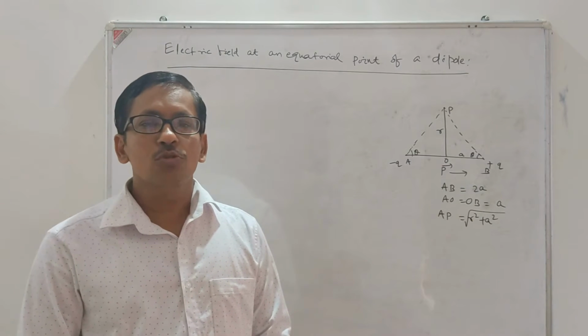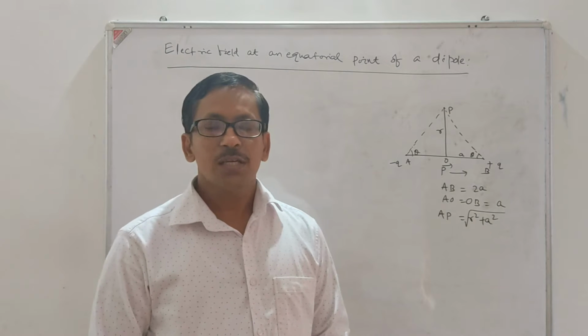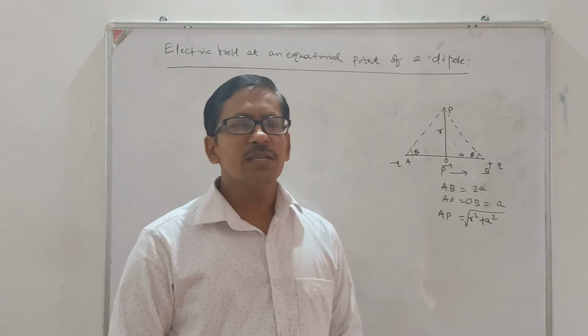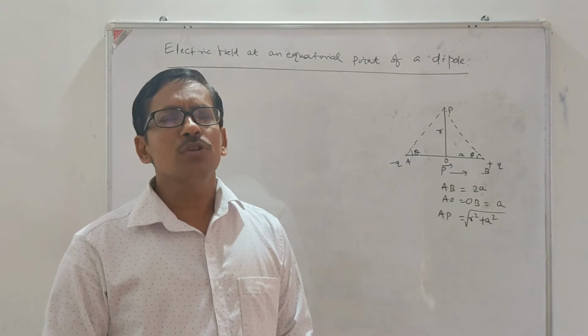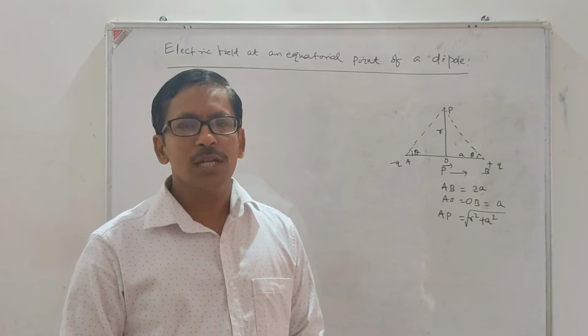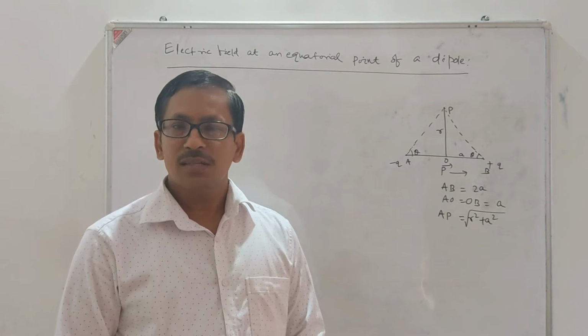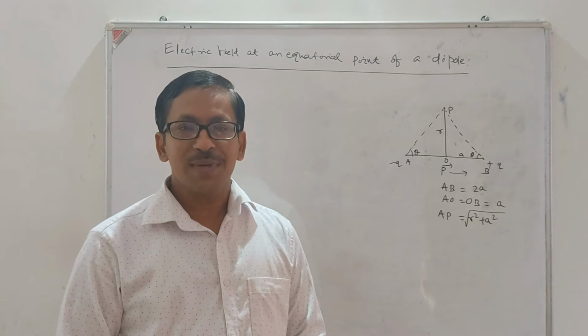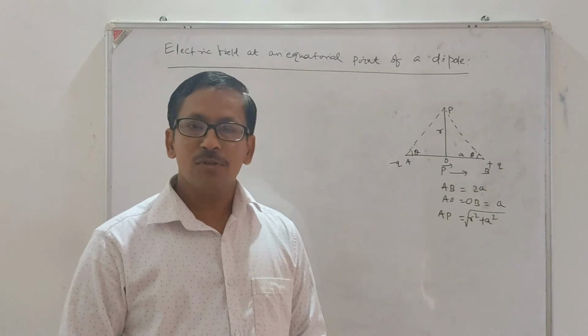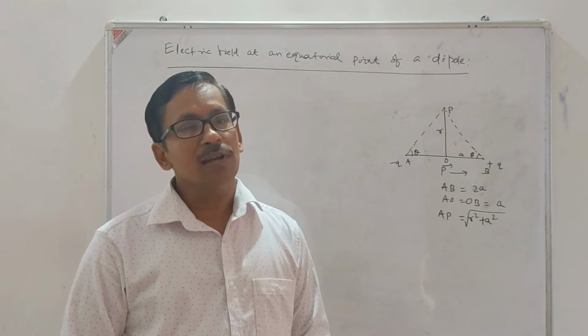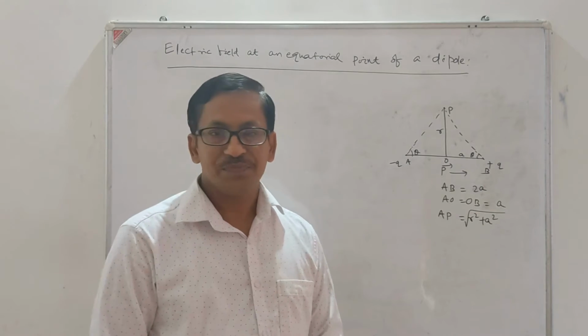What is the meaning of equatorial point? Equatorial point means it is a point on the equatorial line. What is an equatorial line? It is the imaginary line which is passing through the center of the dipole and perpendicular to the axial line.